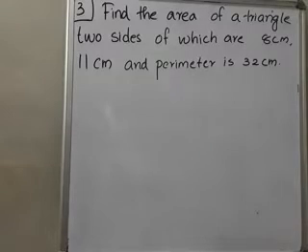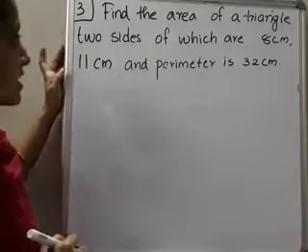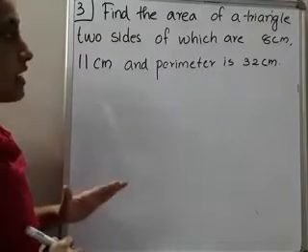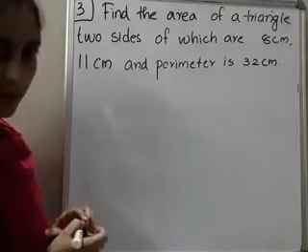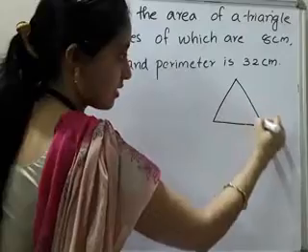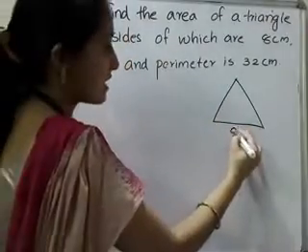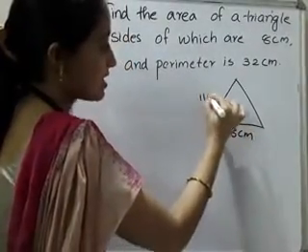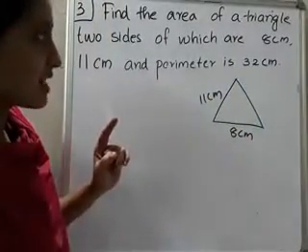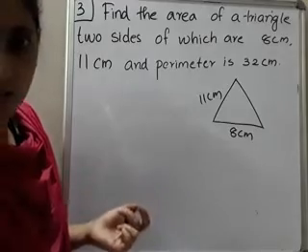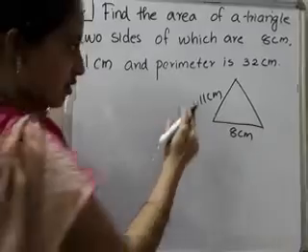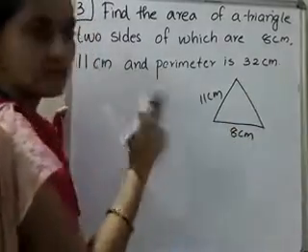Yes, the next question is, find the area of the triangle, two sides of which are 8 cm and 11 cm and perimeter is given as 32. Okay, so listen here please. So you have the triangle. Two sides are given as what? One is 8 cm and the other one is 11 cm, and we don't know the third side. But one hint is given. What is that? Perimeter is equal to 32. Perimeter is what? Adding all the sides. So this side plus this side plus this side gives 32.